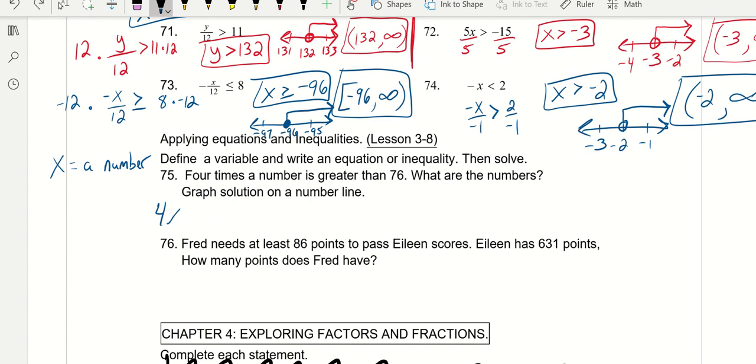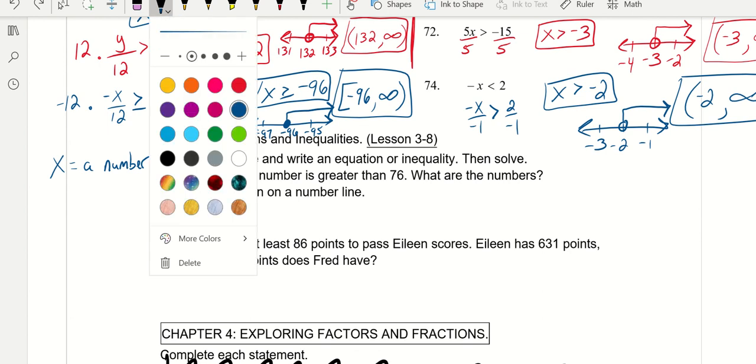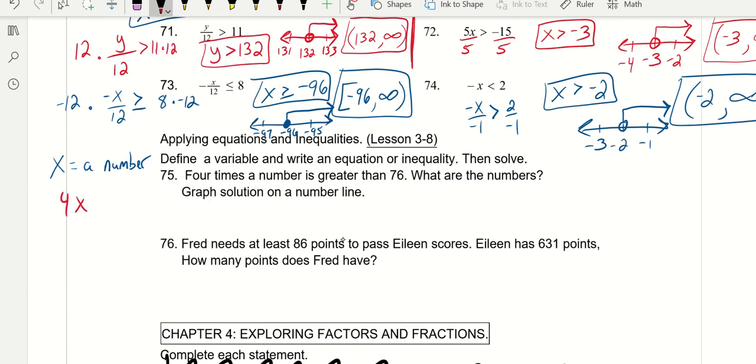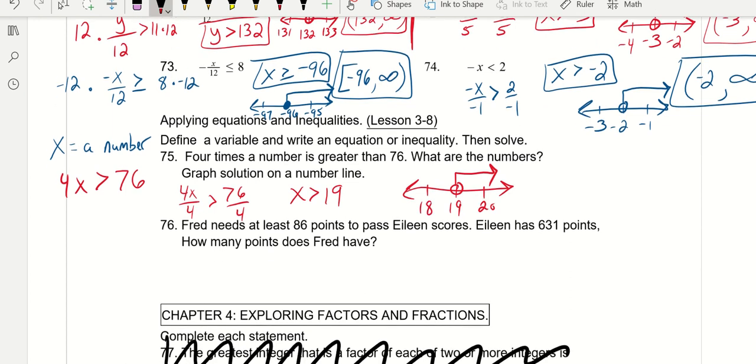Let me give myself some room to work here. I'll do this in red. 4 times that number is greater than 76. We divide both sides by 4, so that looks like this. 4x divided by 4. We don't have to flip our sign because 4 is positive, not negative. X is greater than, all right, well, 4 times 20 is 80. So this is 4 short of that, so it's going to be 19. X is greater than 19. Graph the solution on a number line. 19. Open circle, shade to the right. This is 20, this is 18. There you go. Next one.